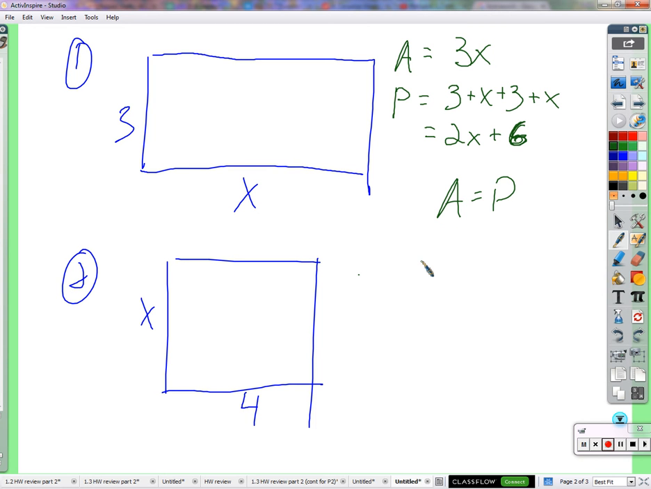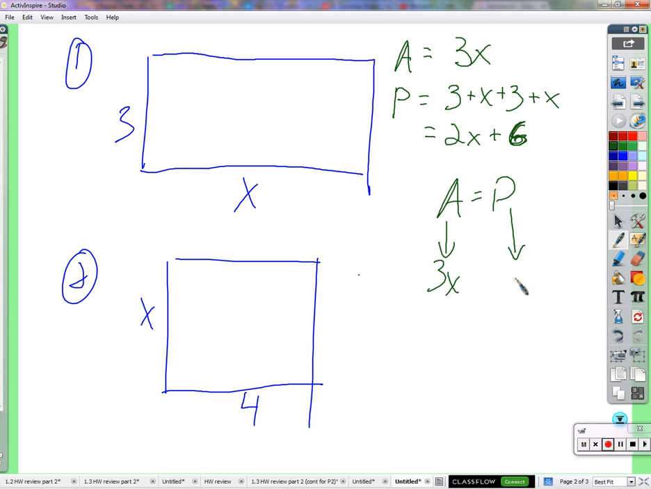Let's look at area, though. Area is equal to two different things right now. What's it equal to? Perimeter. What else is area equal to? 3x. So area is the same as 3x. So can I replace area with 3x? Yeah. Because they're the same.